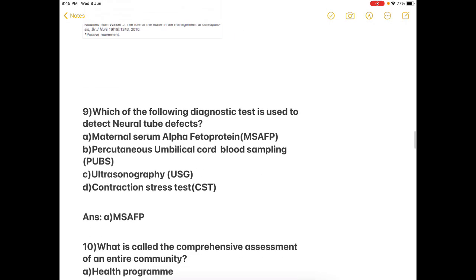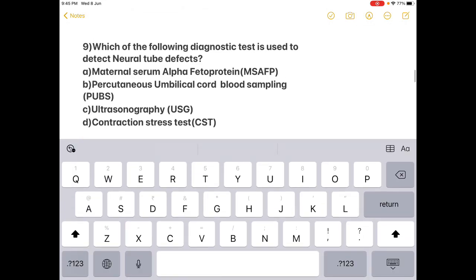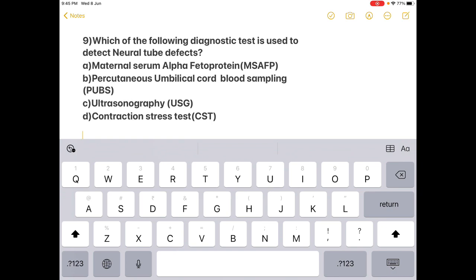Next question. This is also a very commonly asked question. Which of the following diagnostic tests is used to detect neural tube defects?